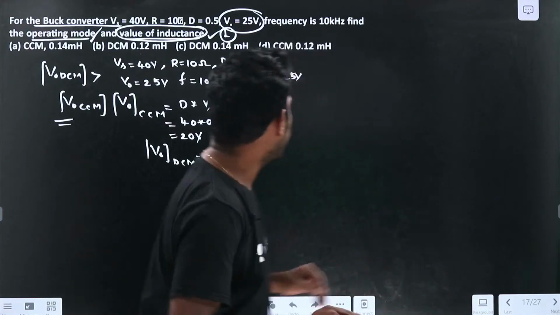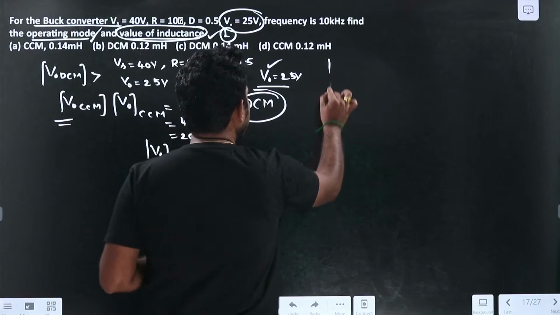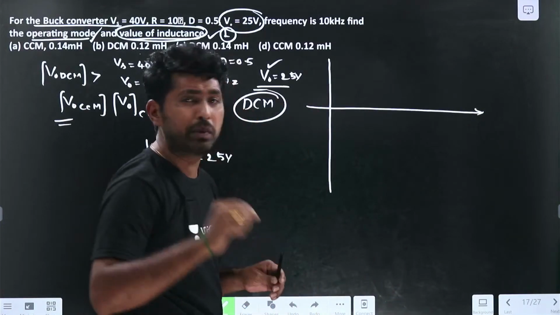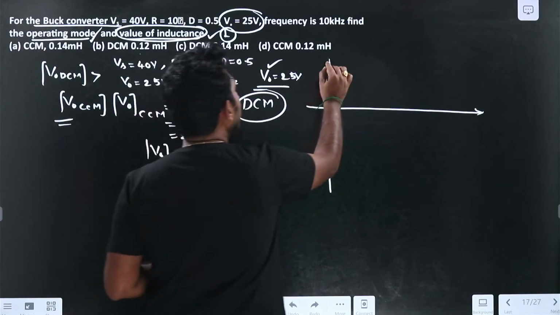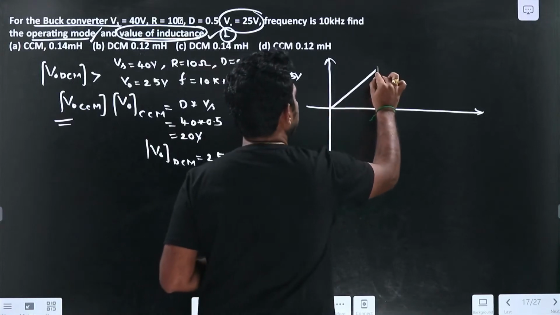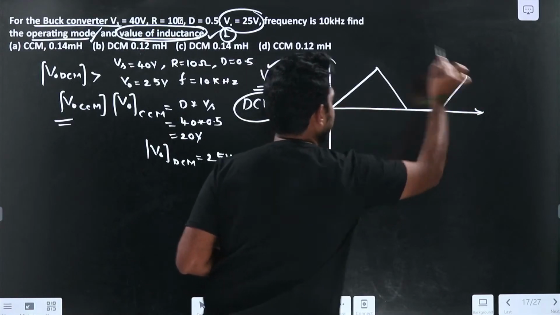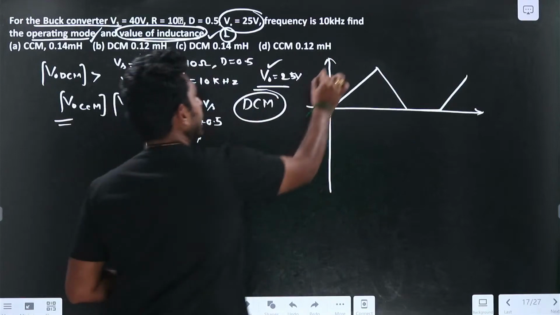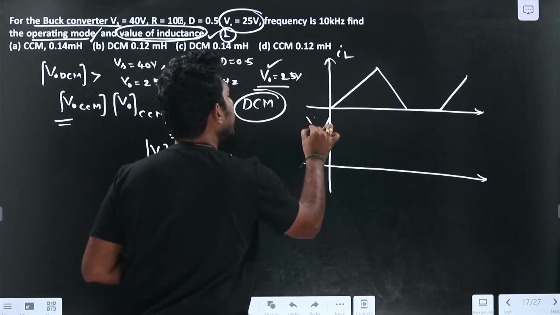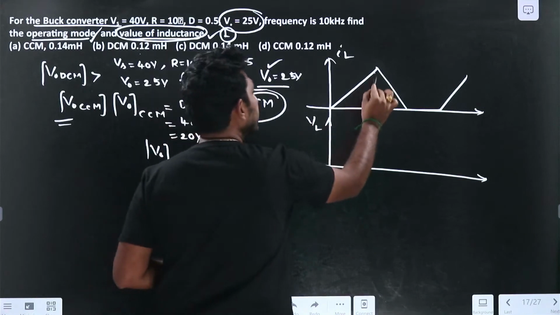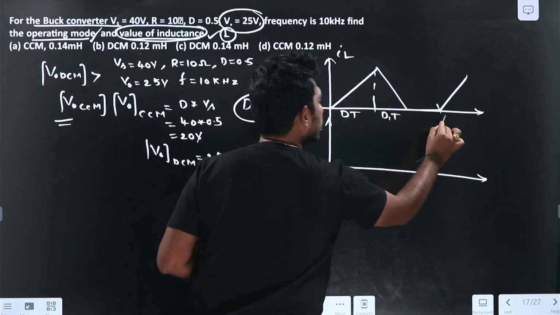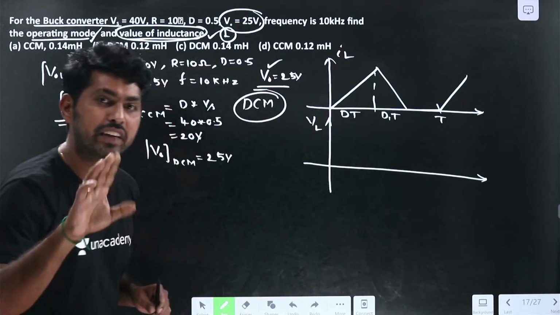If I draw the IL waveform, it is easy if you understand the concept. No need to remember any formula. Because it is operating in the discontinuous conduction mode, the IL waveform would be like this. If I draw the VL waveform, from 0 to dT it is the dT period, then the d1T period, and this is the total time period.